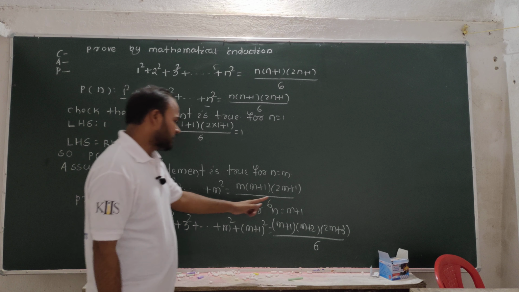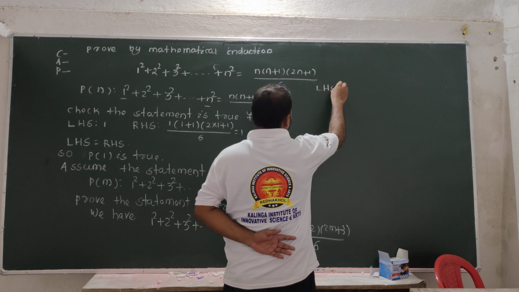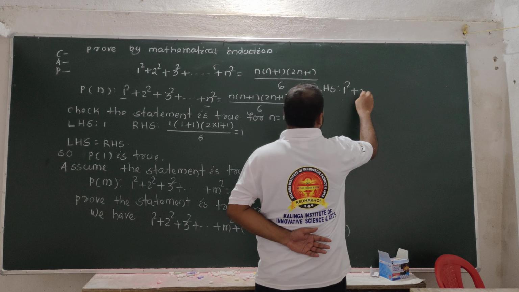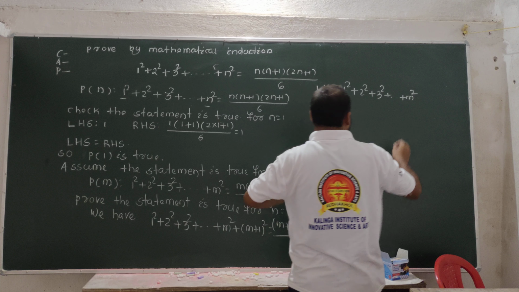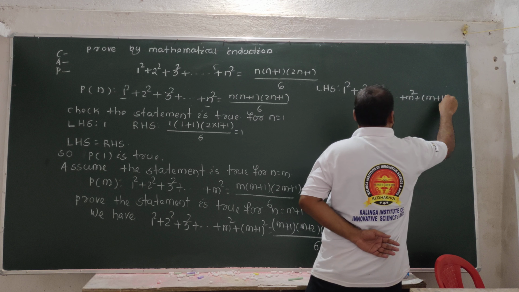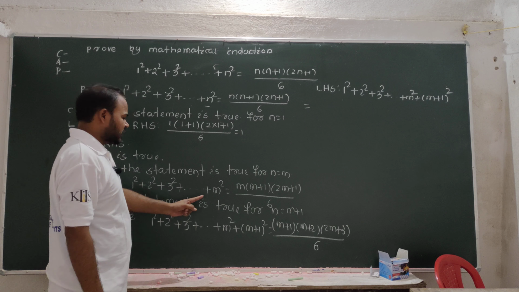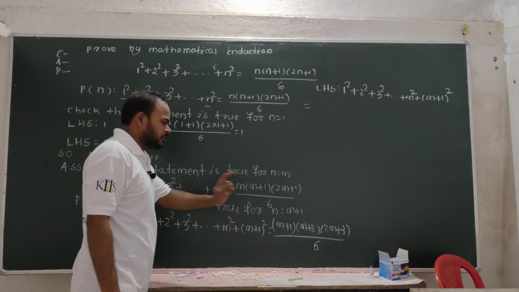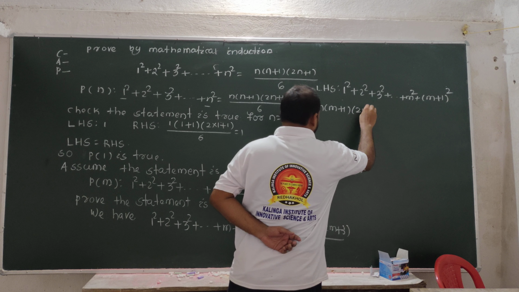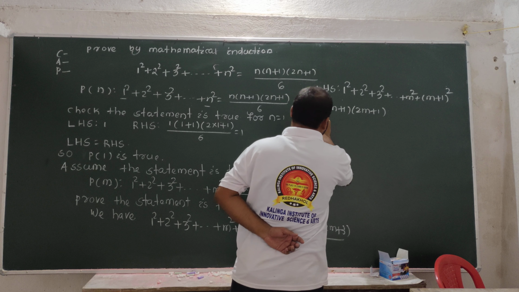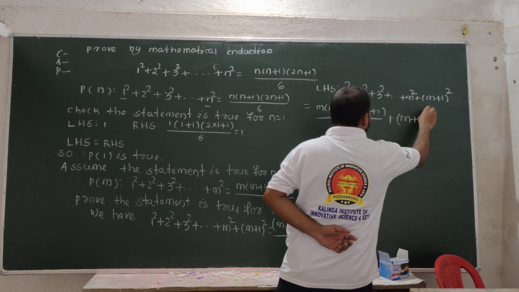We take the LHS part and prove that it is the RHS. Now LHS is 1 square plus 2 square plus 3 square up to m square plus m plus 1 whole square. We know that 1 square plus 2 square plus 3 square up to m square is m into m plus 1 into 2m plus 1 upon 6, plus m plus 1 whole square.